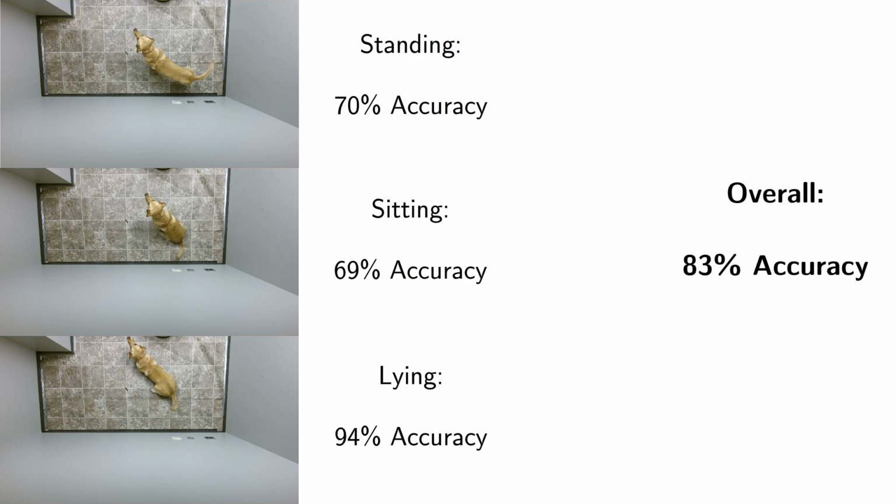The algorithm's overall accuracy was 83%, successfully classifying a stand 70% of the time, a sit 69% of the time, and a lie 94% of the time. Most of the time, we found that the algorithm classified a posture within 14 frames of the ground truth, which equates to just under half a second of latency.